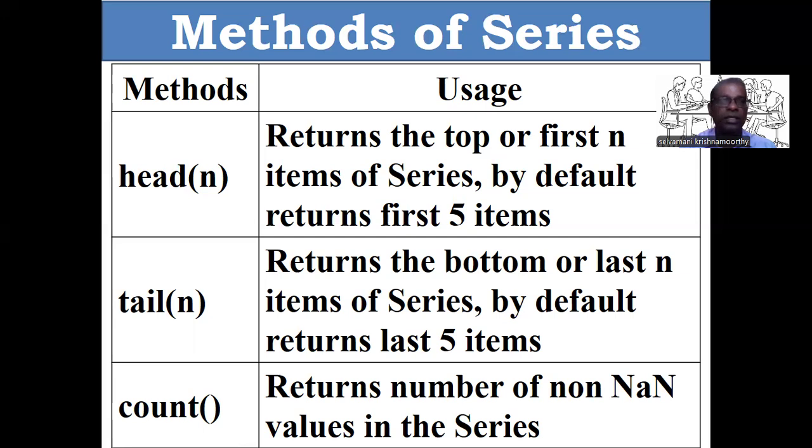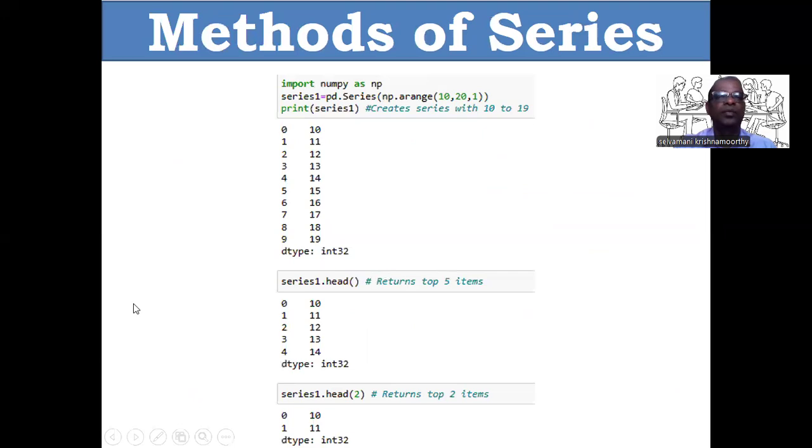Now let us study some of the coding relevant to these three methods. See it here, import numpy as np, because I want to create one series from a range. series1 is a series created from a range of 10, 20, 1. That means 10 to 19 will be the values. We are not giving any labeled index. That is it, the positional index will be displayed. So these are the positional index. These are the values, 10 to 19, step 1.